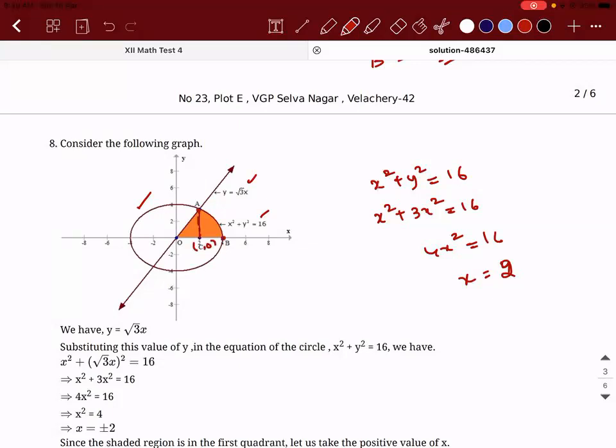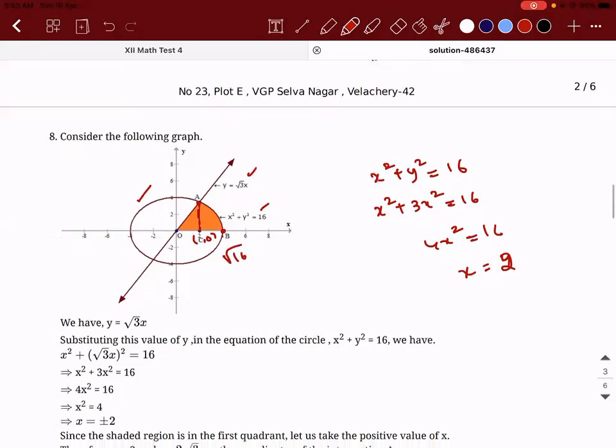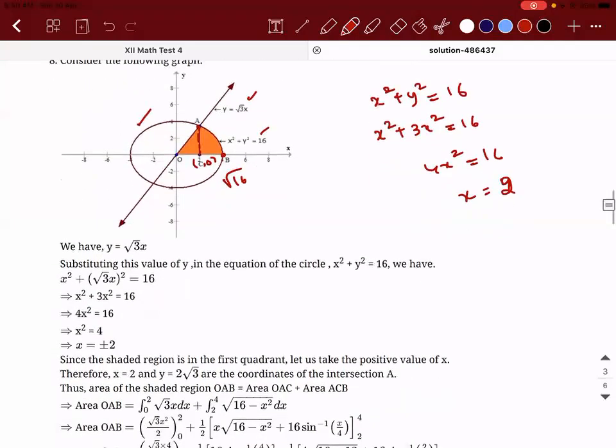Then what about this point? This point is root of 16. So root of 16 is going to be 4. So this point is 4, 0. And y is equal to root 3x obviously is a line which passes through the origin. So having said all these things, what we are going to do is, listen.